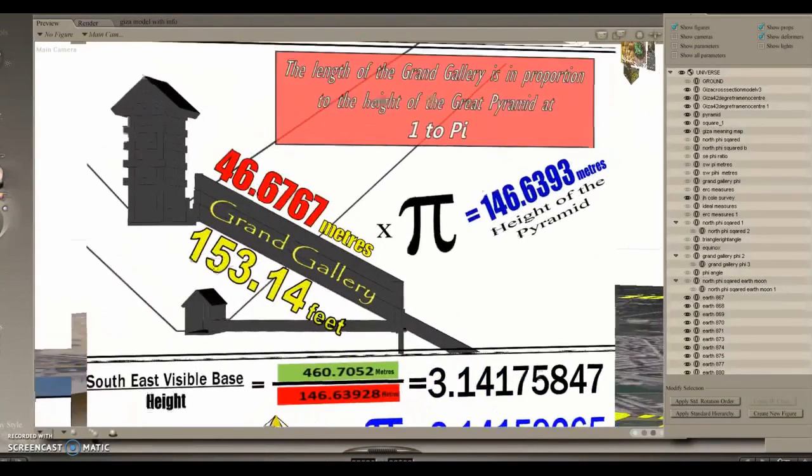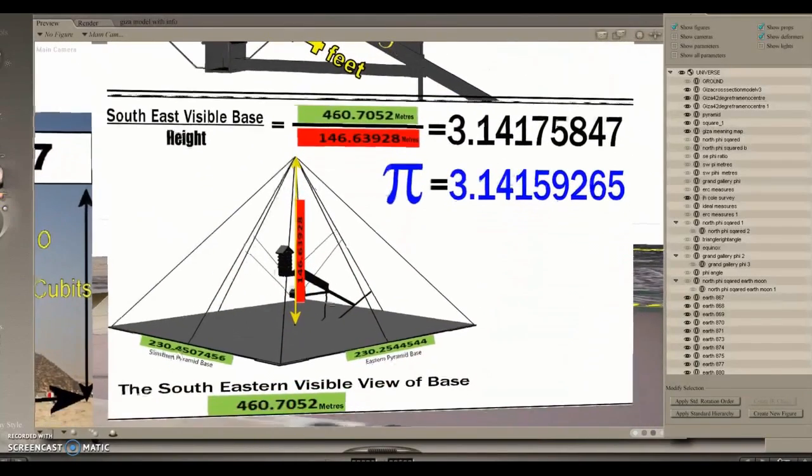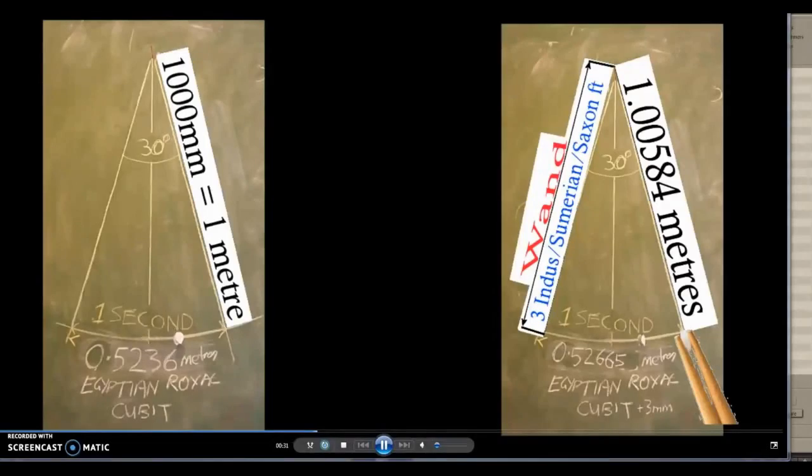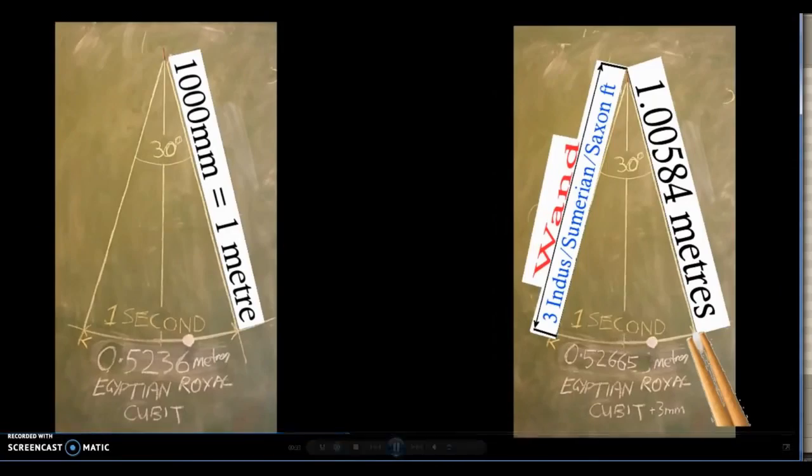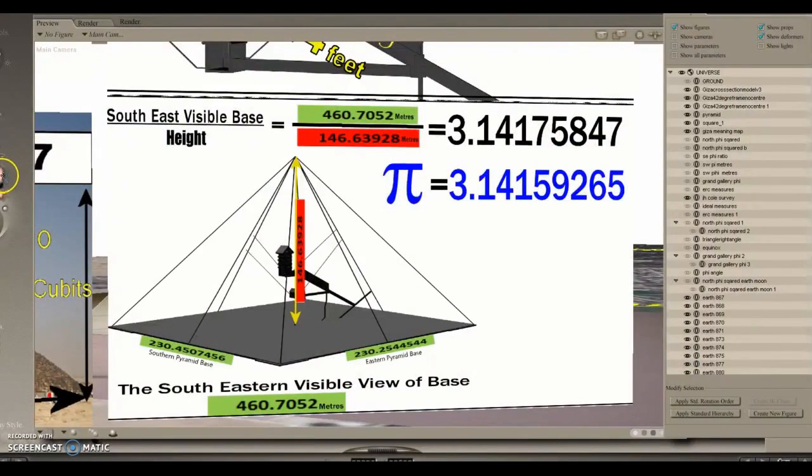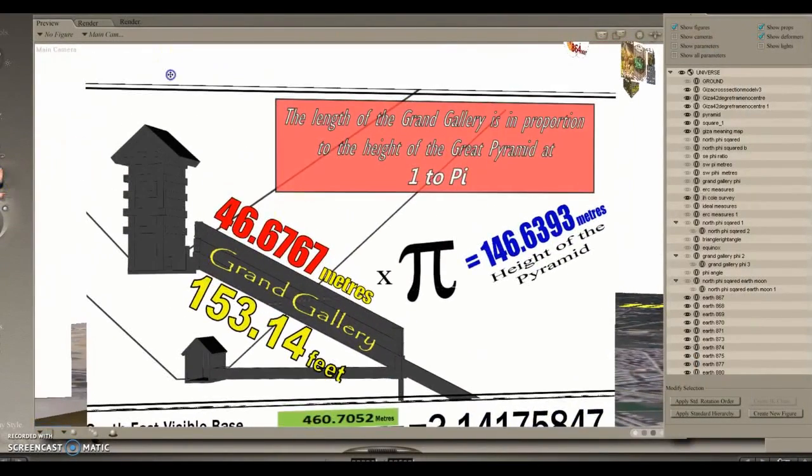Now, another point to remember is that everything that's shown on the outside of a pyramid is repeated on the inside, and by that I mean the Grand Gallery, often quoted as exactly 151 feet.